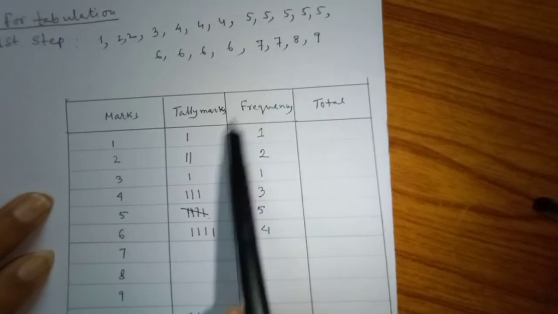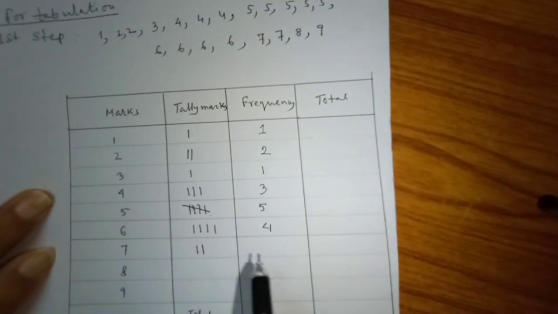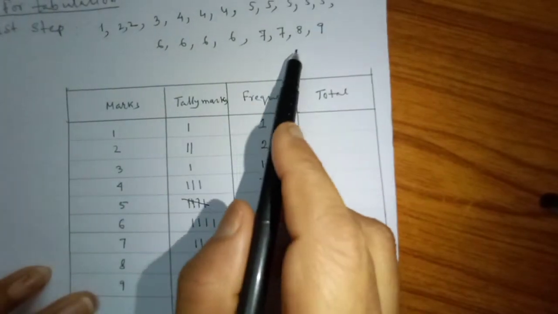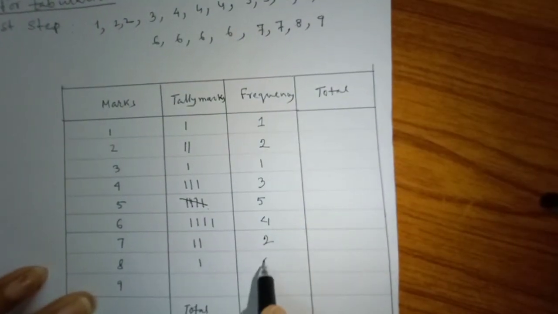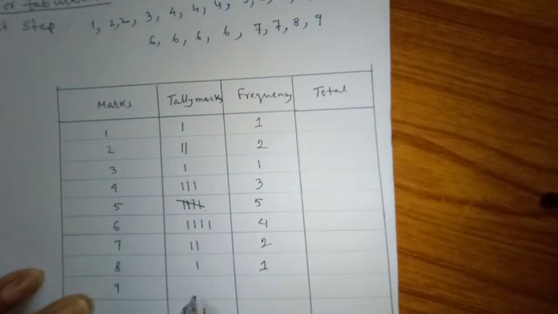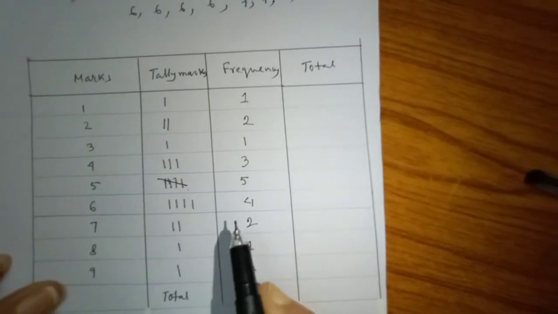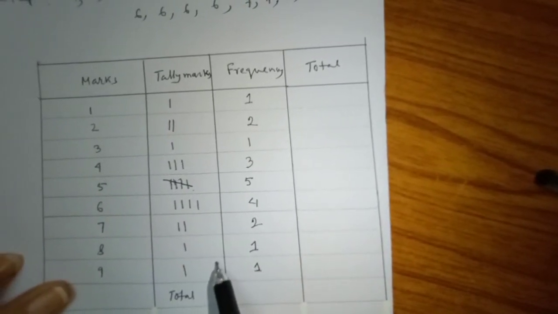And 7 is 2 times, 1, 2. So it is 2. 8 is 1 time, so it is 1. And 9 also is 1 time. It is 1. This is your frequency distribution table, or tabulation form of your data.